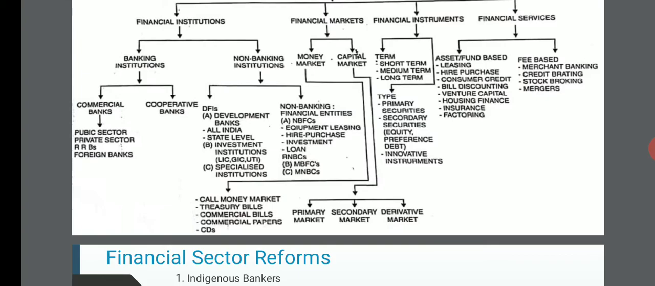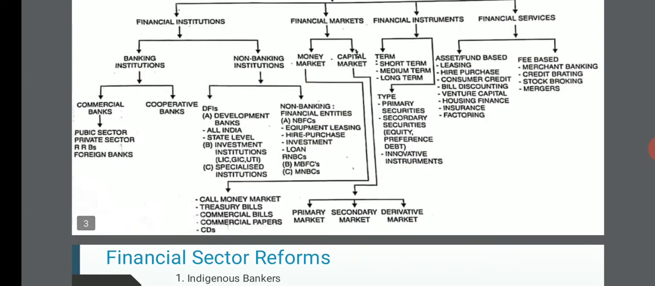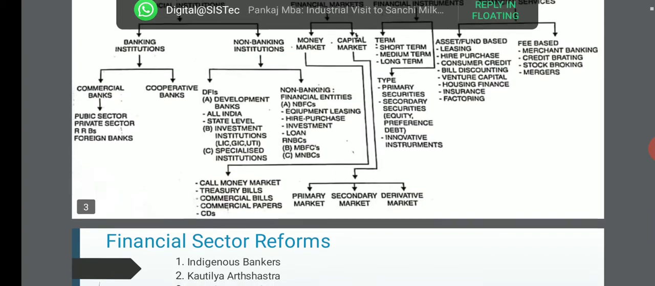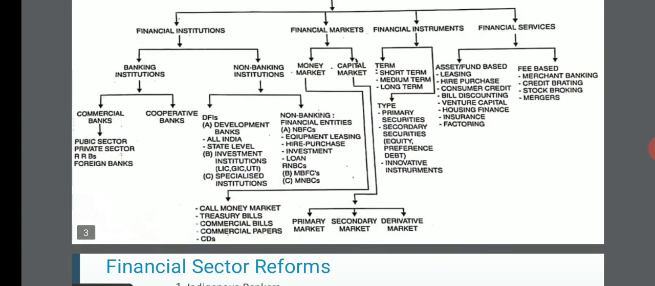The second arm of non-banking institutions is non-banking financial entities, which includes NBFCs, non-banking financial companies. They are mainly for equipment leasing, hire purchase, investments, loans, and regional NBFCs. So this is their non-banking institutions. Then if you look into financial markets, it can be of two types.